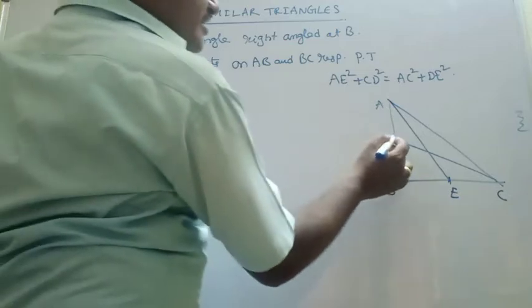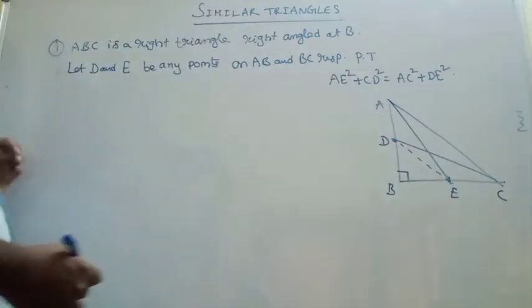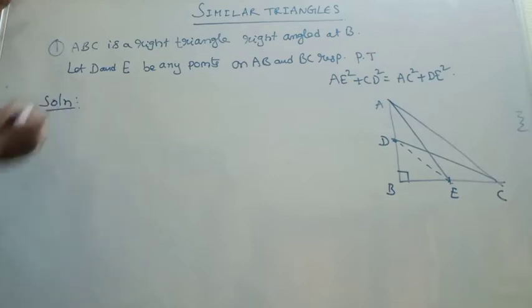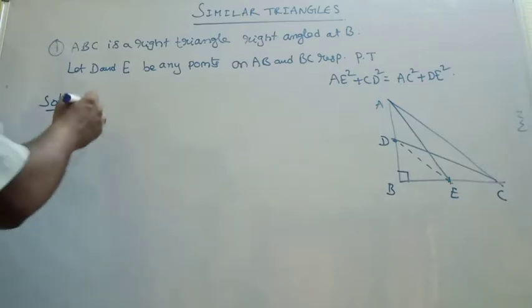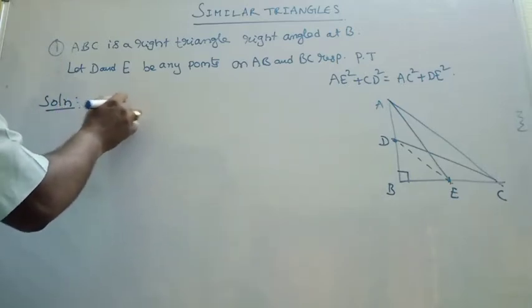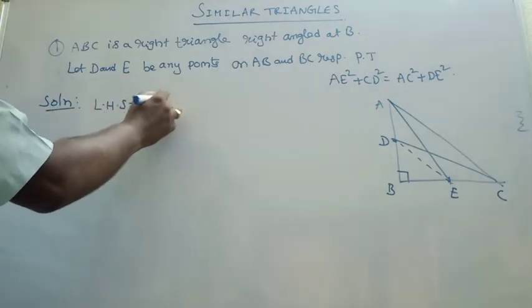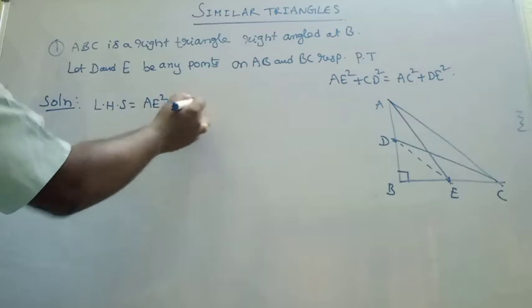See, this is the DE we are having, right? Now see, my dear student, how we are going to do this one. What way will we approach this problem? They have given that ABC is a right angle triangle at B, and D and E are any points on AB and BC respectively. Let us take the left hand side part, AE square plus CD square.